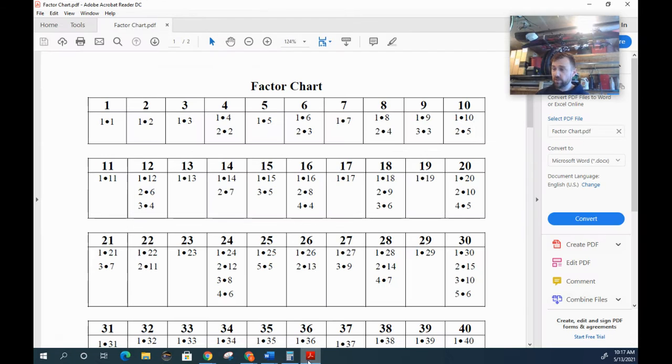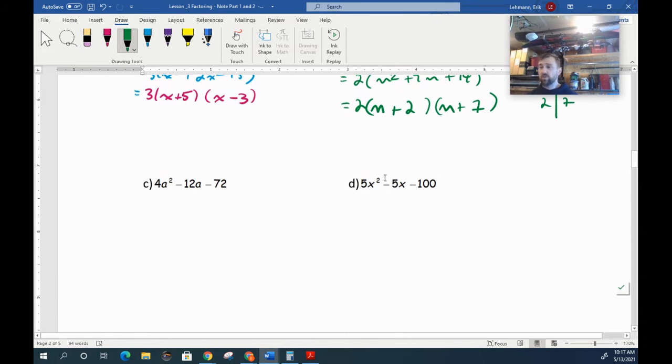Well, remember that factor chart I'm talking about is this right here. Here it is right here, right there, 14. You have that as a reference. Let's do this again. I can divide out a 4.